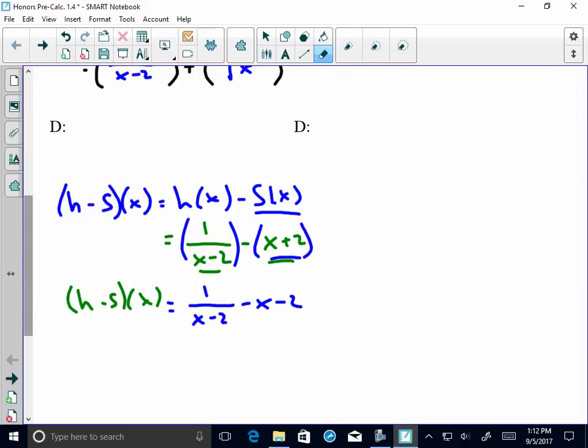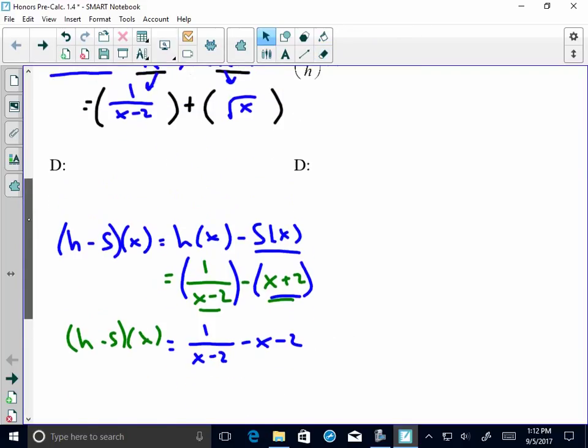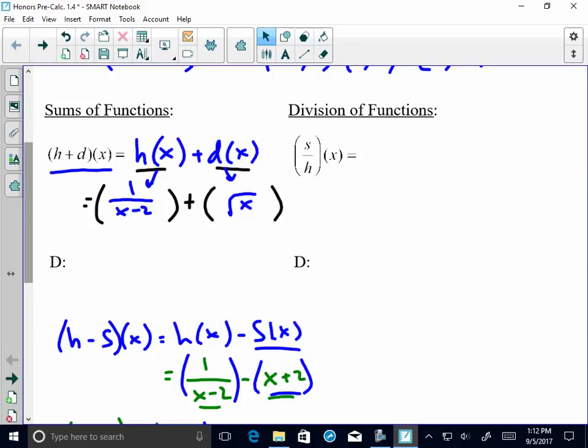And right here, immediately after we combine the two functions with a given operation, we're going to evaluate the domain at this point. And basically what we're going to be doing is getting the domain restrictions from the two equations.